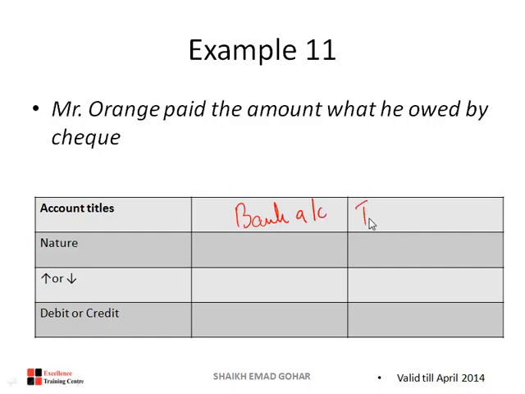Mr. Orange was my customer, that's why he is paying me. So you can write Mr. Orange, trade receivables. Bank is my asset, receivable is also my asset. Now he is paying me, so cash is coming in, my bank account will increase.